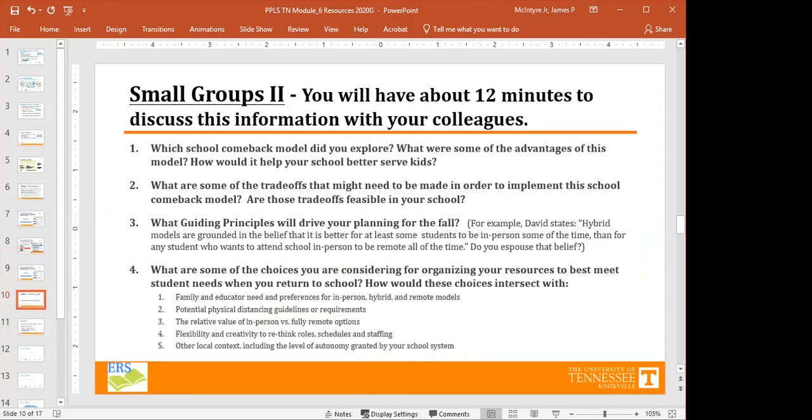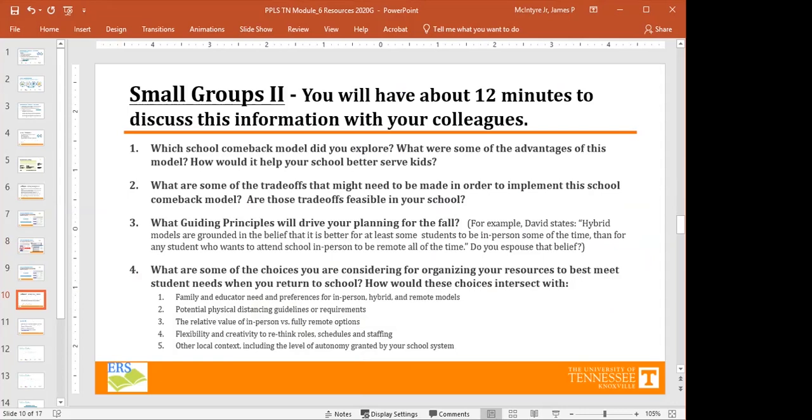And just to give you a preview, I've put this in the chat as well, but just to give you a preview of what we'll talk about in the small group after we do this exploration, and then after David digs in deeper to models 1 and 3, we'll talk about which model did you explore and what were some of the advantages and trade-offs of it. I really want to talk about guiding principles. I think this is a really important concept. David will talk about the guiding principles that drive your planning in the fall.